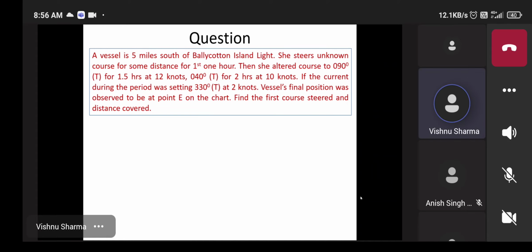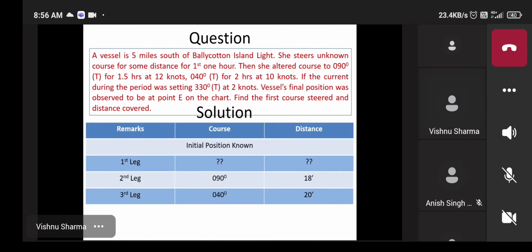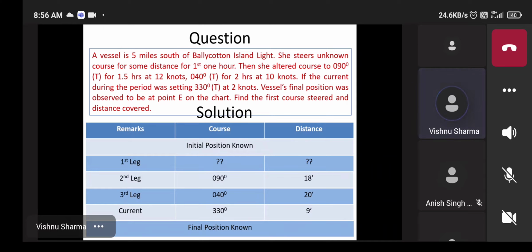Okay. So again, you make it in the tabular form. And what will you find this time? The first course and first distance will be question marked. They'll be the ones missing here. So you'll first make the table. See if you agree with the table. Final position is known, initial position is known, first leg is missing, other legs are known. Correct? Yes, sir.